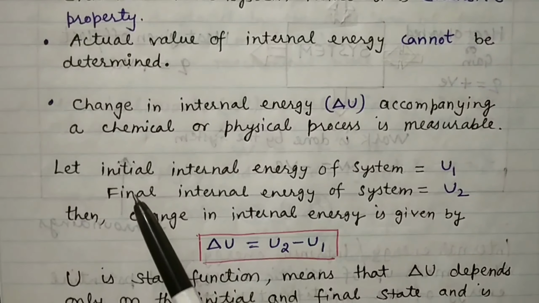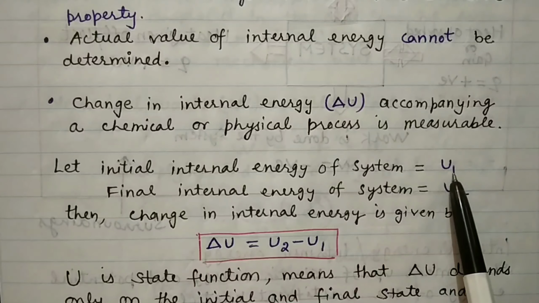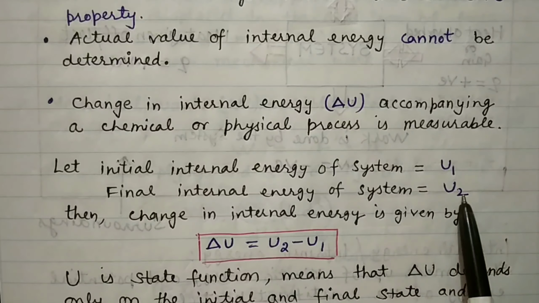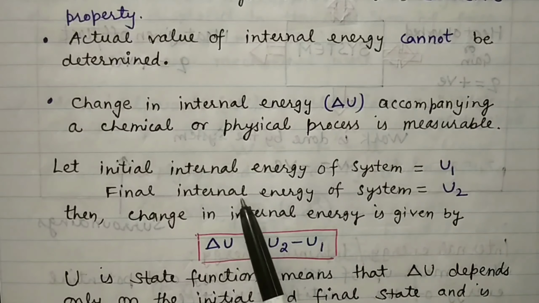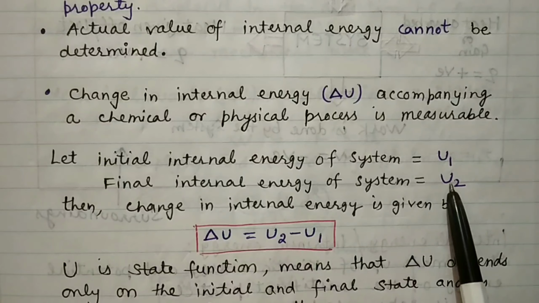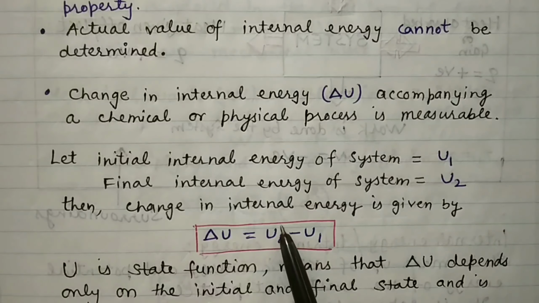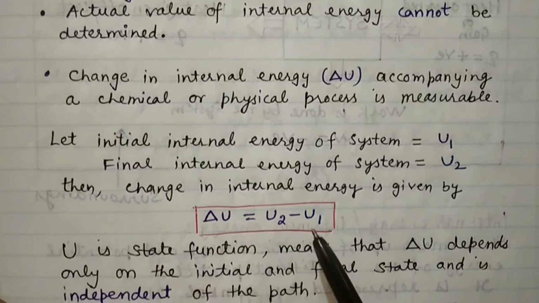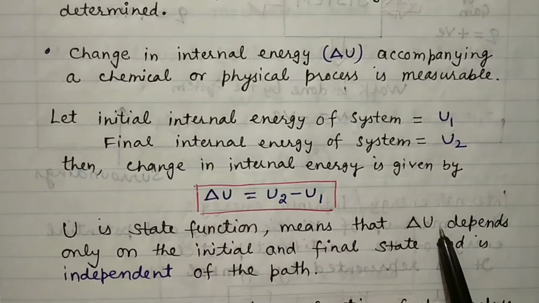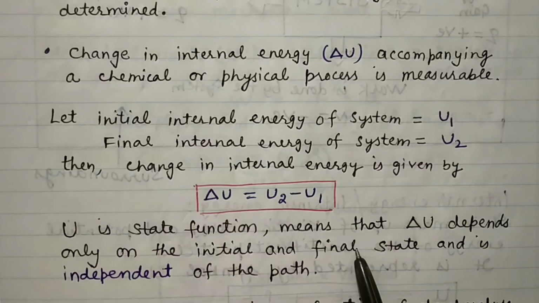Now, if we consider that the initial internal energy of a system is U1, where 1 stands for the initial state, and the final internal energy is represented by U2, where 2 stands for the final state, then the change in internal energy will be given by final minus initial, that is delta U is equal to U2 minus U1. So here U is a state function. What does it mean? It means that delta U, the change in internal energy, depends only on the initial and final state of the system, and it is independent of the path.